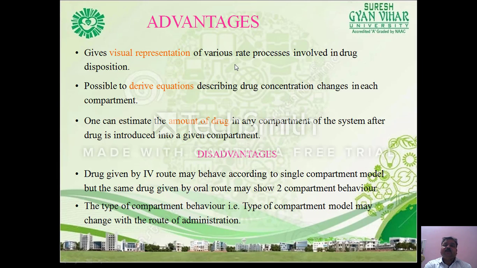Advantages: it gives a visual representation of the various rate processes involved in the drug disposition. It is possible to derive the equation describing the drug concentration change in each compartment. That means we can determine the concentration of drug present at a particular time in the various types of compartment. One can estimate the amount of the drug in any compartment of the system after the drug is introduced into the given compartment.